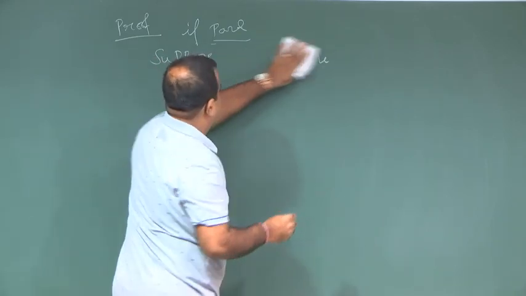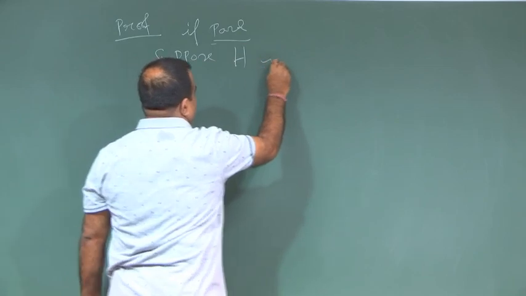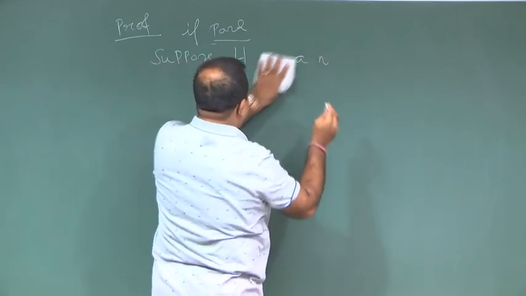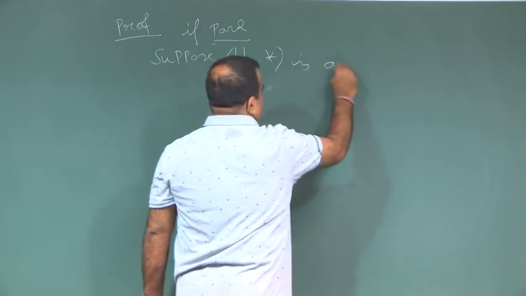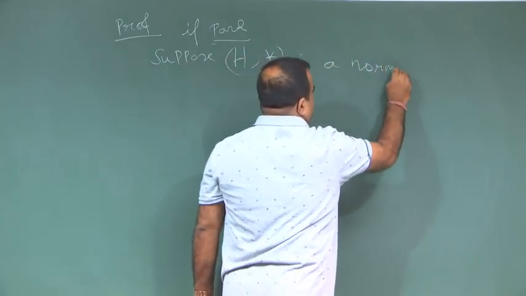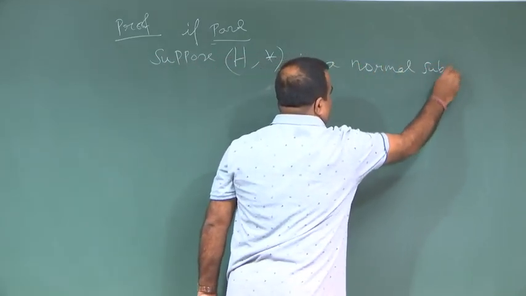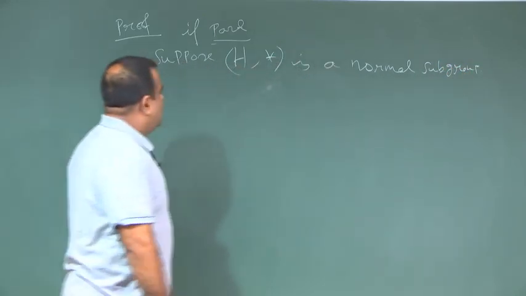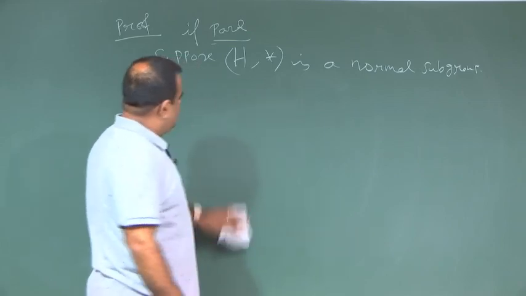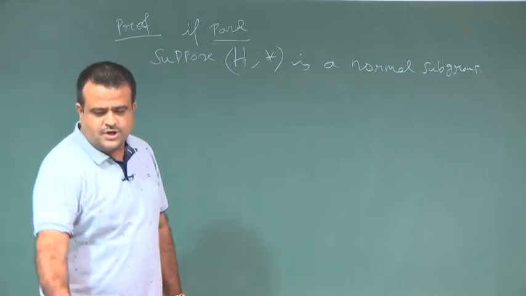Suppose H, along with this star operation, is a normal subgroup. Okay. So then we have to show that statement. So then how to proceed?